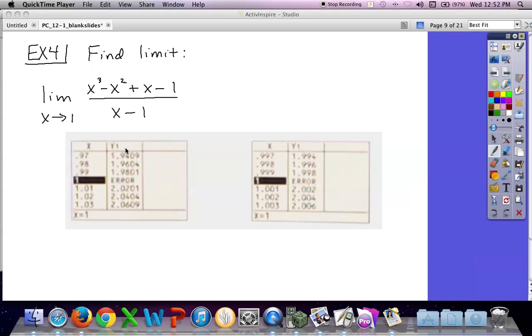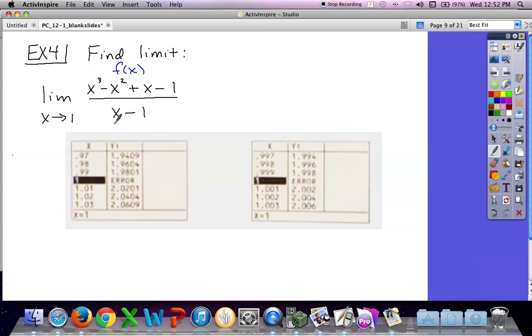But now we're taking the limits of this function. Again, what would happen? It says find the limit as x approaches 1. What would happen if I actually evaluated this function at x equals 1? I would be dividing by 0. So this thing is not defined at x equals 1.